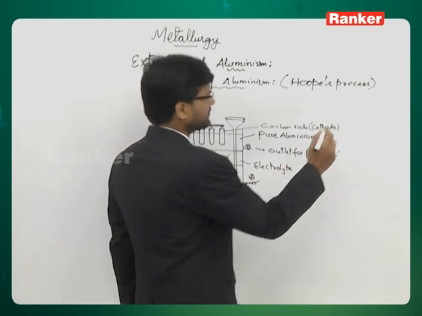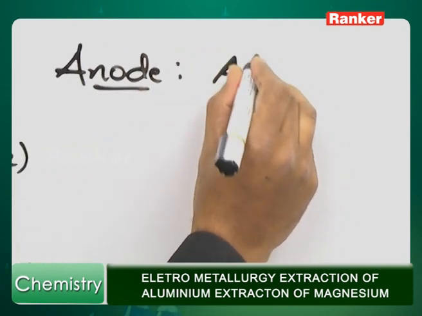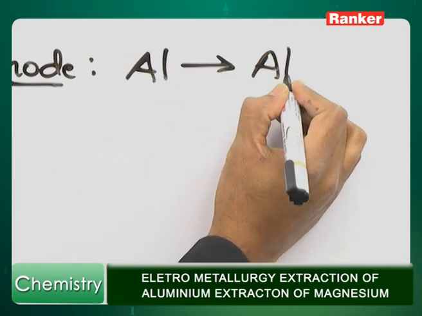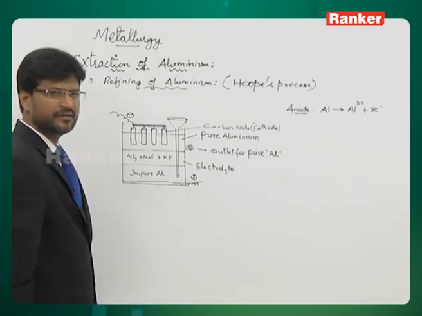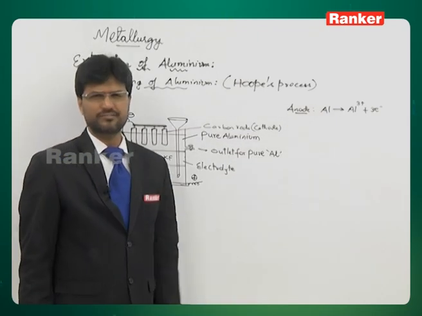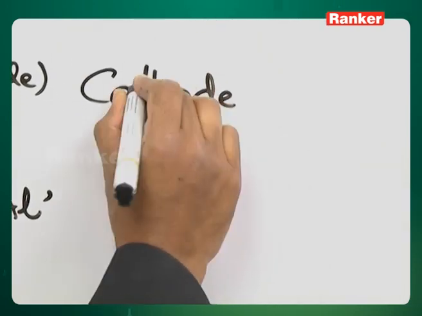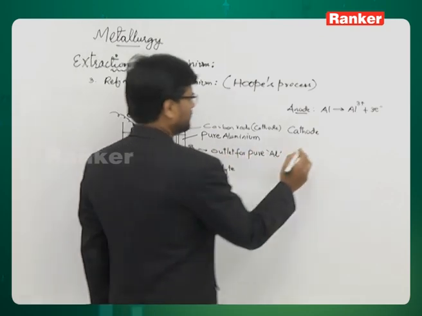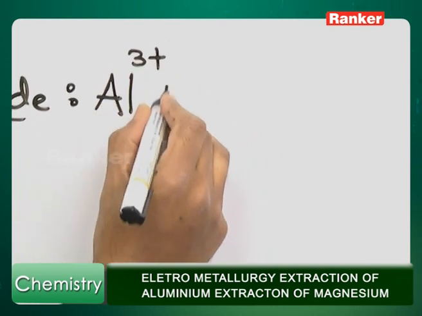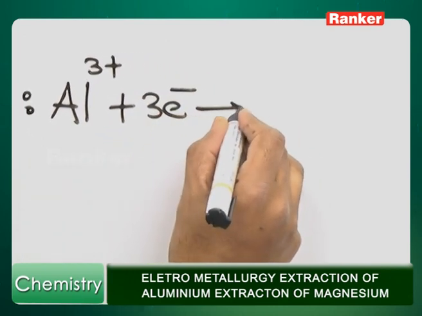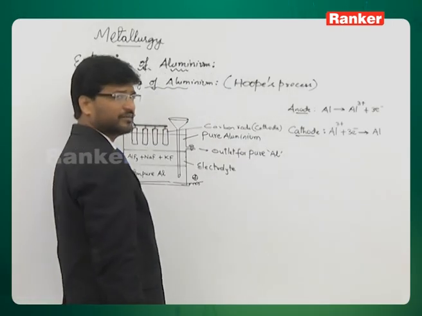So, the reactions are like this. At anode, Al becomes Al3+ by losing 3 electrons. This happens in the bottom layer. Al becomes Al3+ and enters into the middle layer. Now, at cathode, that is the top layer, Al3+ from the middle layer picks up 3 electrons and becomes Al and forms a part of top layer.